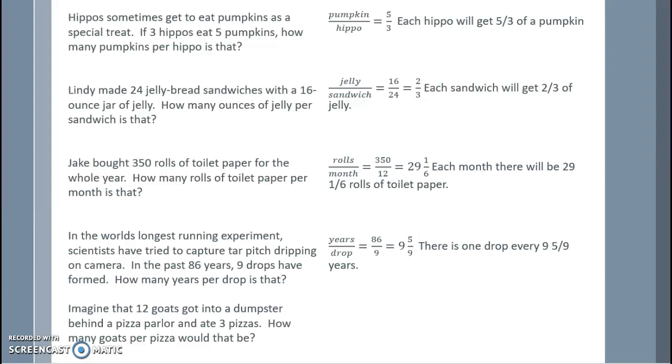Imagine that 12 goats got into a dumpster behind a pizza parlor and ate 3 pizzas. How many goats per pizza would that be? So we are comparing goats to pizza. There are 12 goats and 3 pizzas. When I divide, we get 4, which means there are 4 goats per pizza.